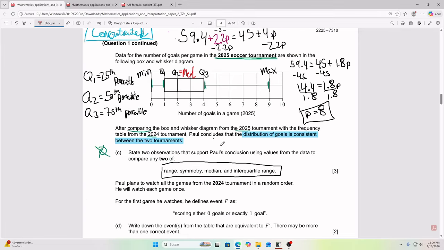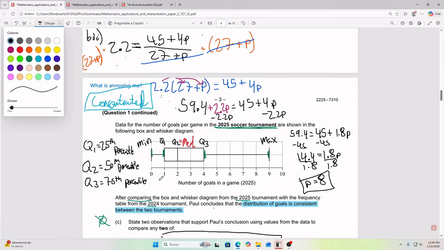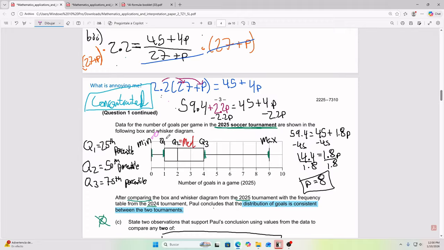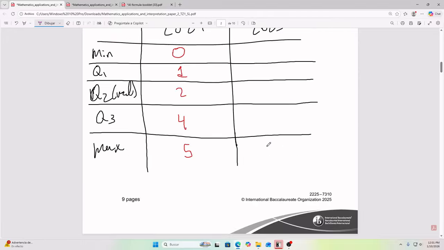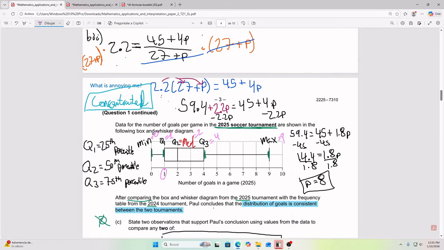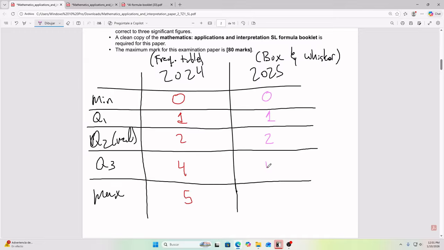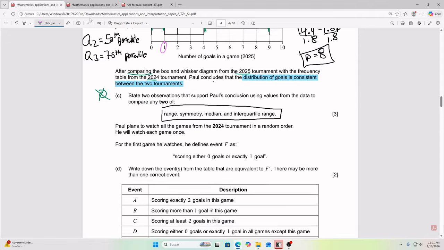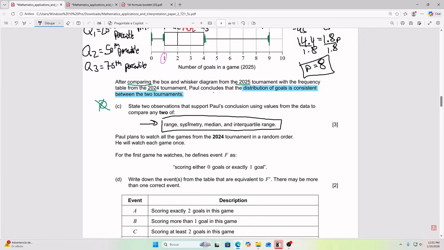And interpreting from the box and whisker, we have that, again, the minimum is 0, the Q1 is right on 1, the Q2, which is the median, is right on 2, Q3 is on 4, and the maximum is 9. So 0, 1, 2, 4, 9. Perfect. And so now we can easily compare 2024 with 2025, and the four ways they told us we can do it is through range, symmetry, median, or interquartile range.